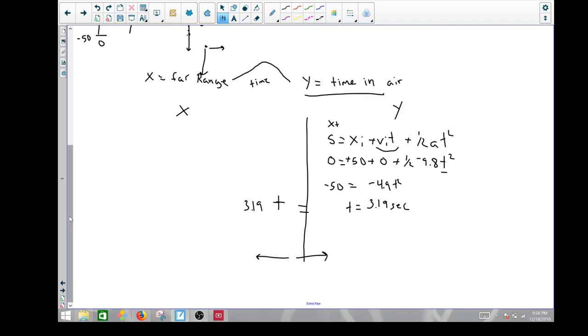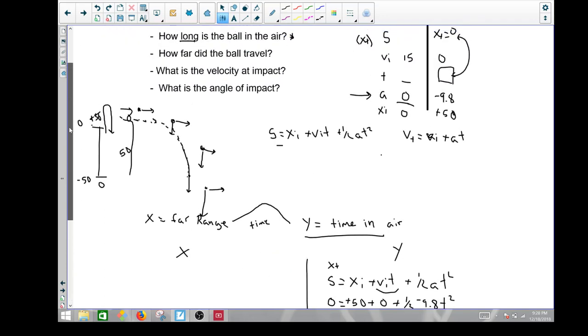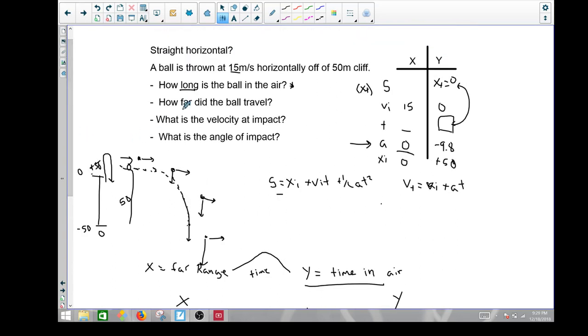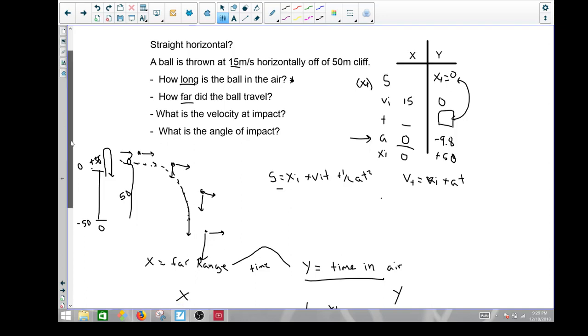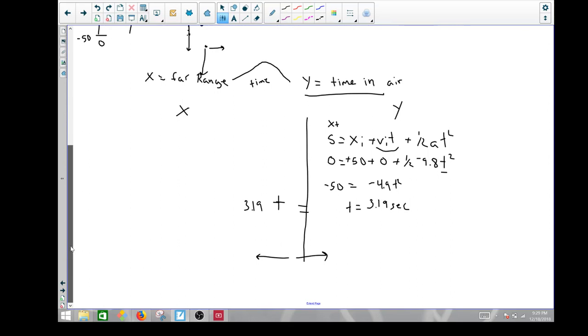So let's see what some of these problems are asking us to solve for. This one wants to know how far did I travel? That's a very common problem with this particular thing. What's the velocity of impact? What's the angle of impact? Okay, so let's go with the first one. How far horizontally did I travel? As I mentioned, that's an x component item. So I want the location at some time.